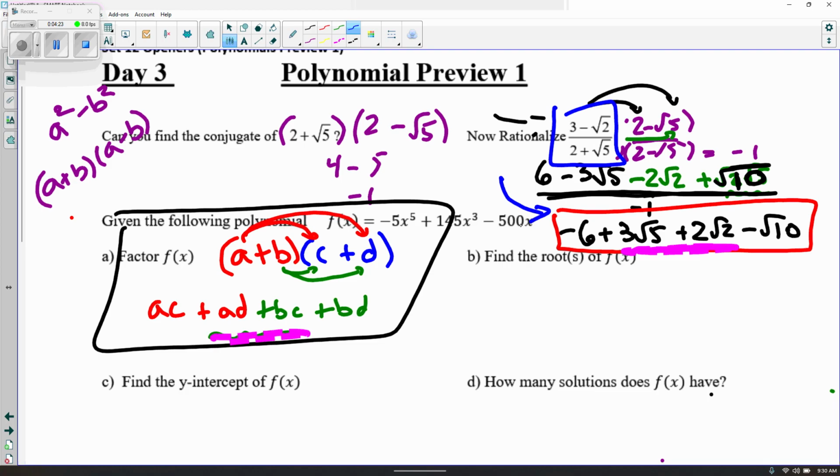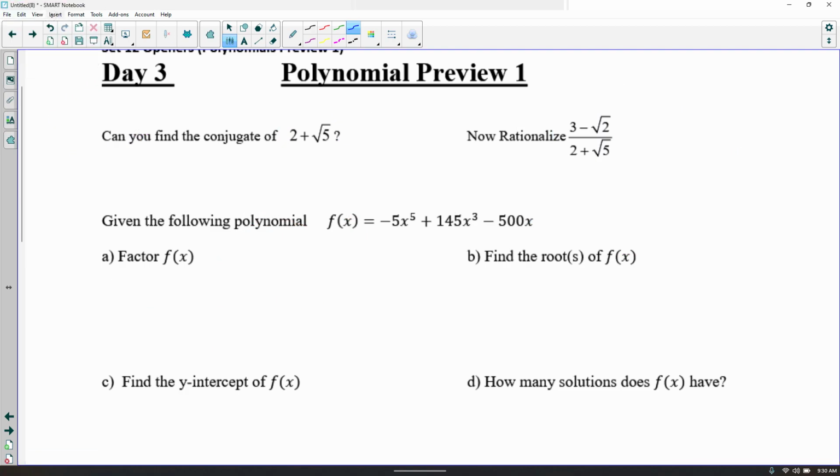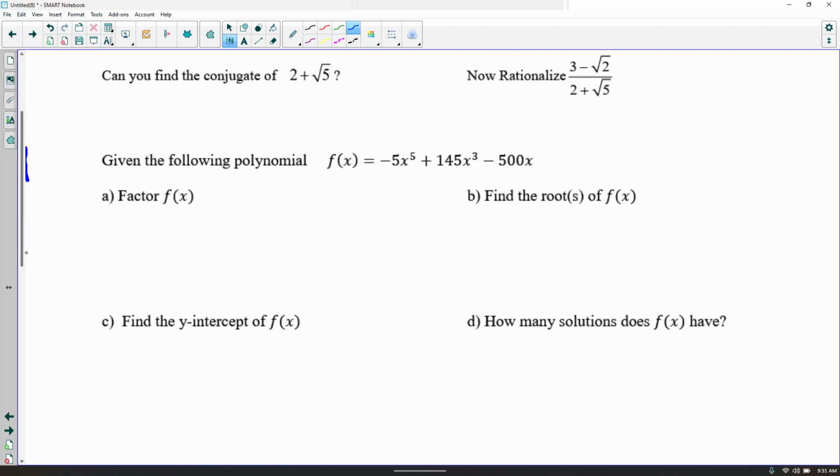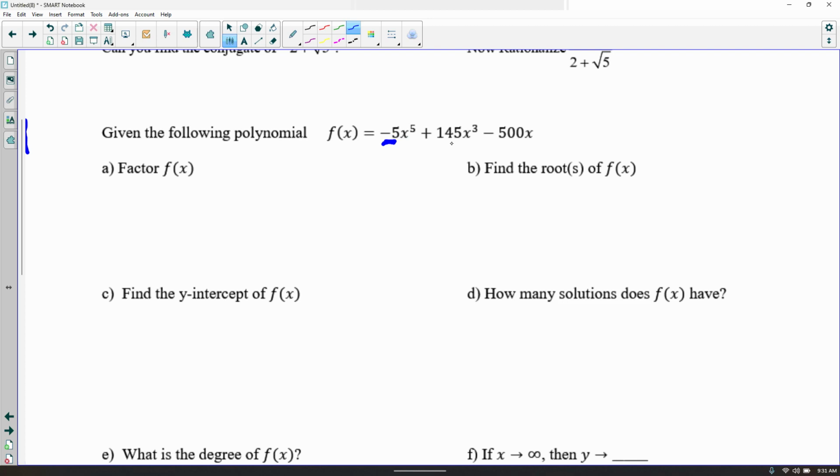All right, taking a look at the second one there. You're given this. What did you guys notice about all of these? All right, a -5x, which will leave you what?